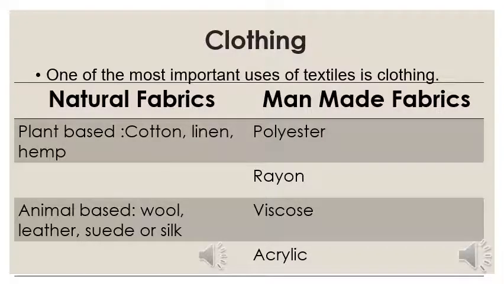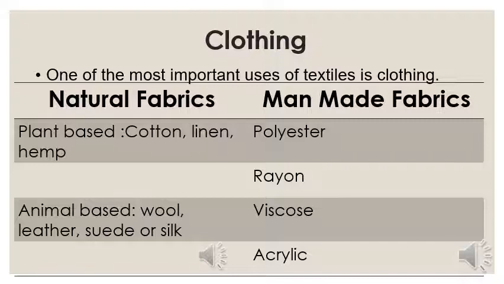When we first start to look at clothing, it's important that we understand what fabric or textile is used to make the clothes that we wear. Naturally, you can put fabrics into two groups, natural fabrics and man-made fabrics. Natural fabrics are ones that occur naturally in nature. So we can look at plant-based fabrics and animal-based fabrics.